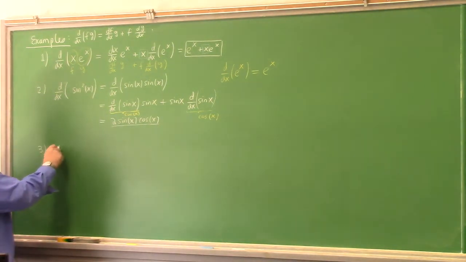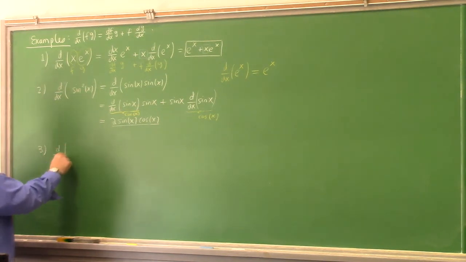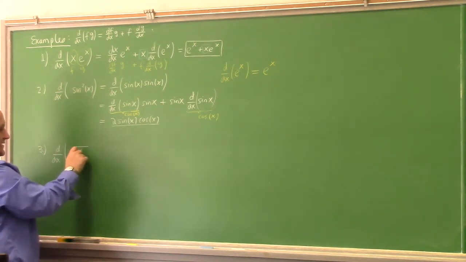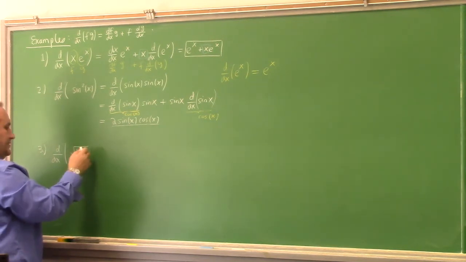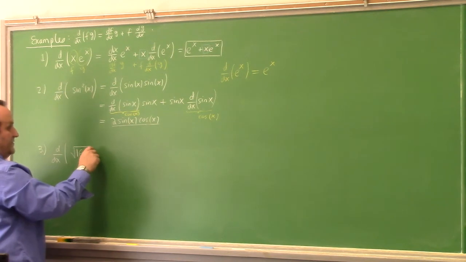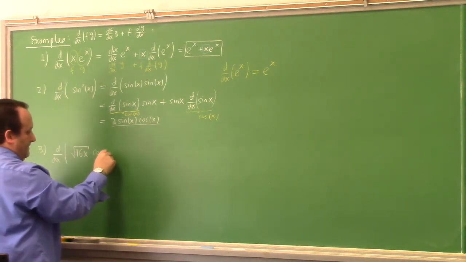One more example here, d dx of, how about the square root of 16 x times the cosine of x.